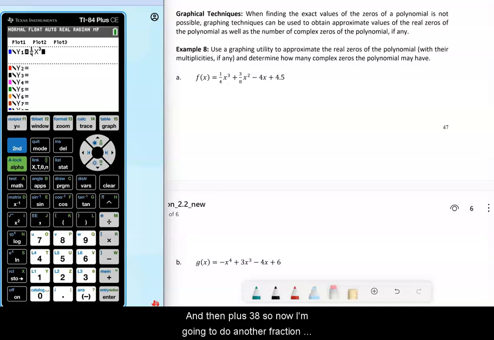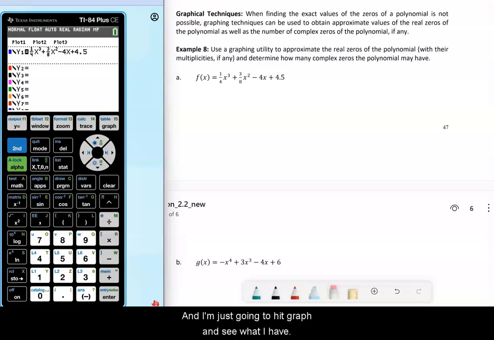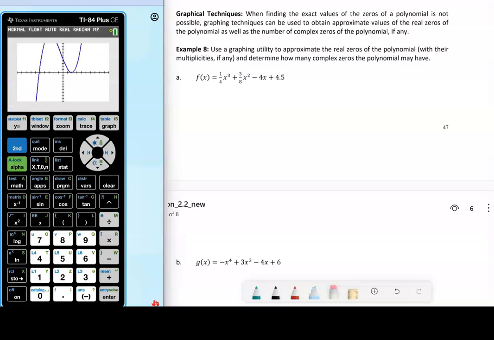and then plus 3/8. So now I'm going to do another fraction, so I'm going to hit alpha y equals number 1, 3/8 x squared, minus 4x, plus 4.5. And I'm just going to hit graph and see what I have.